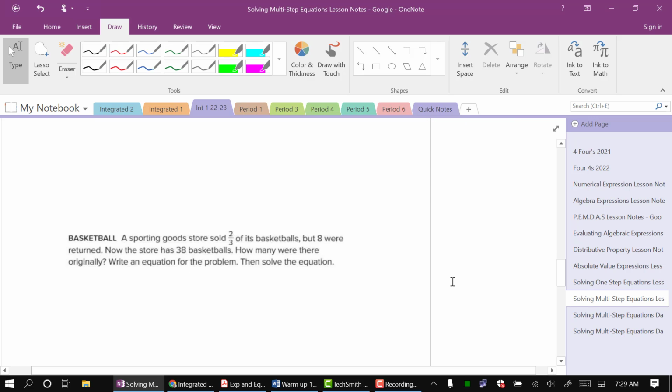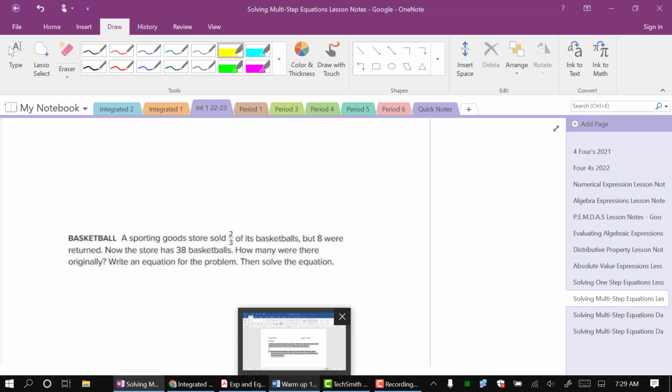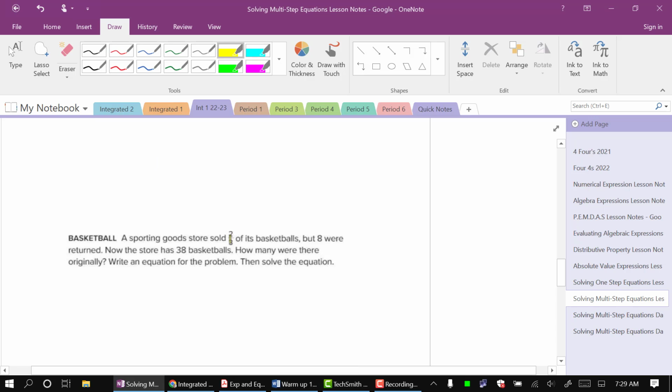A sporting goods store sold 2/3 of its basketballs, but 8 of them were returned. Now the store has 38 basketballs. How many of them were there originally? So the store sold 2/3 of its basketballs. 8 were returned. Now they have 38 basketballs in total. So we want to write and solve an equation for the original. How many were there originally?